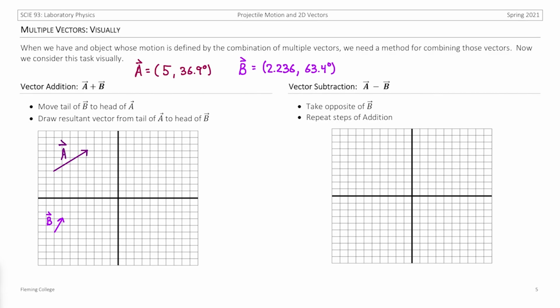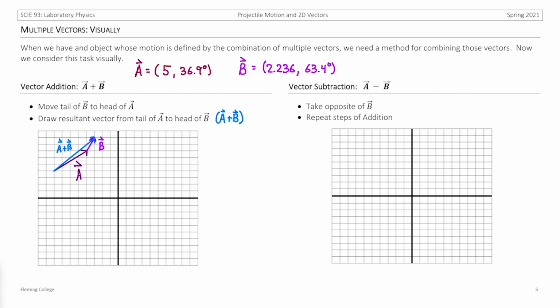And then we're going to visually add these together. So that means we're going to move the tail of vector B to the head of vector A. So the tail is the backside of the arrow, the head is the pointy part of the arrow. I'm going to get my little labels out of the way here. Once we've done that, we're going to draw the resultant vector from the tail of A to the head of B. And this will be the vector A plus B.